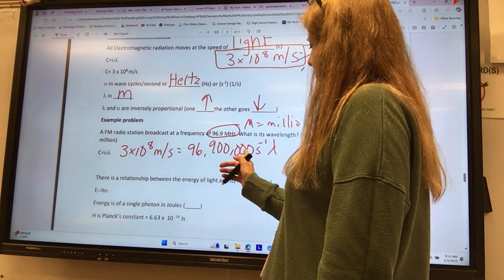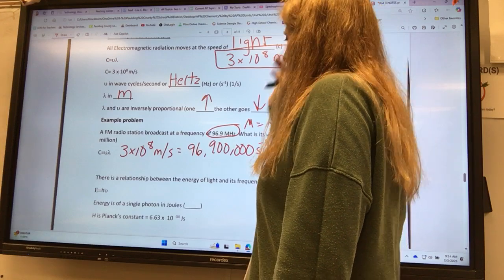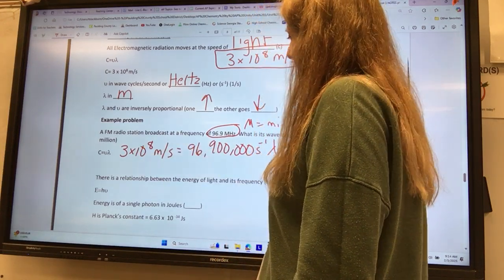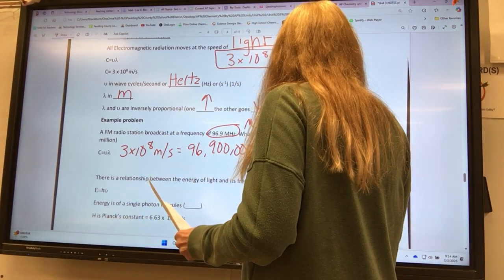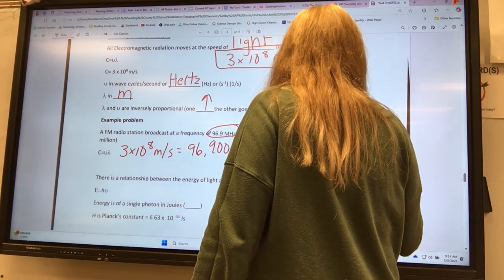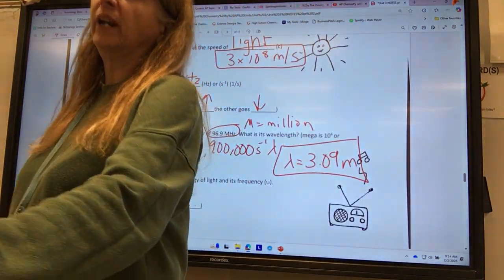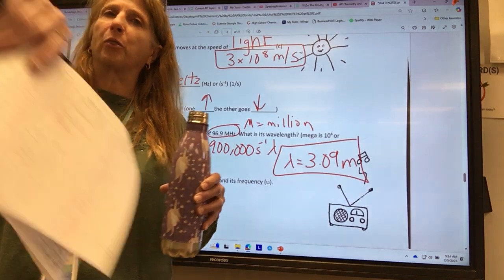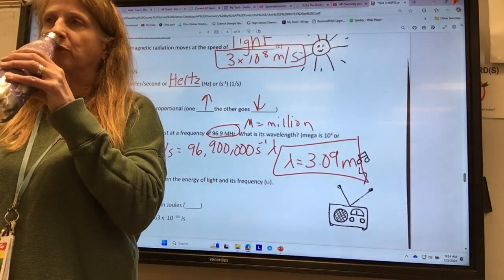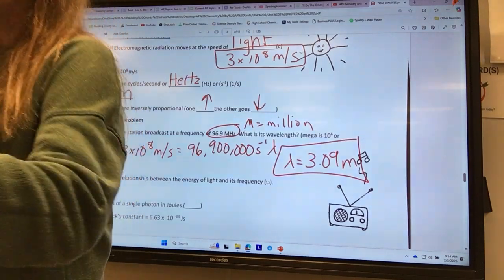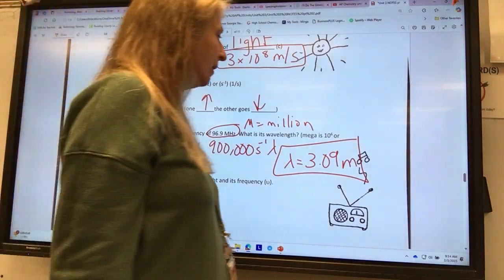So to solve for it, we just do the opposite. It's being multiplied by 96,900,000 hertz. So we divide both sides by that, and we get the wavelength equals 3.09 meters. Put a box around it. So if we could see the wavelengths from this radio station going through the room, it'd be about 3 meters from peak to peak, or crest to crest, or trough to trough. So that's kind of neat to think about, isn't it? We can't see them, but if we could.